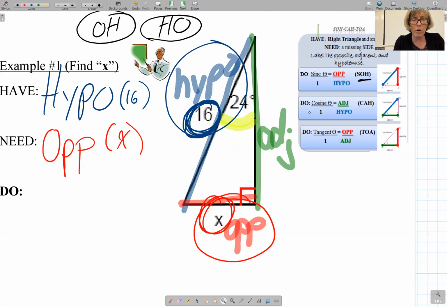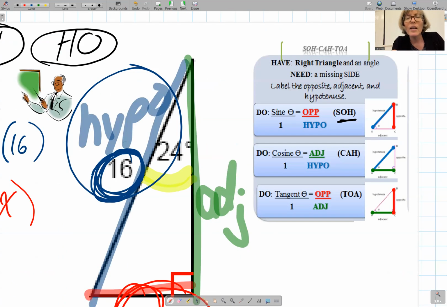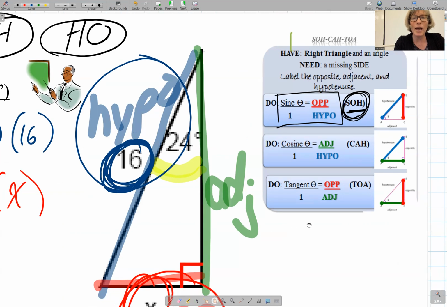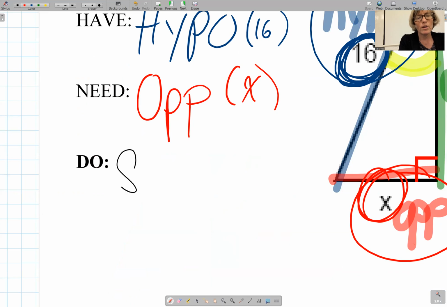It's very important you follow my instructions right now. Don't try to take shortcuts. Copy exactly the sine ratio. Why are we using sine? Because we have an OH combo. SOH. Copy exactly that down right here. It looks like this: sine of the angle theta over 1 equals opposite over hypo.